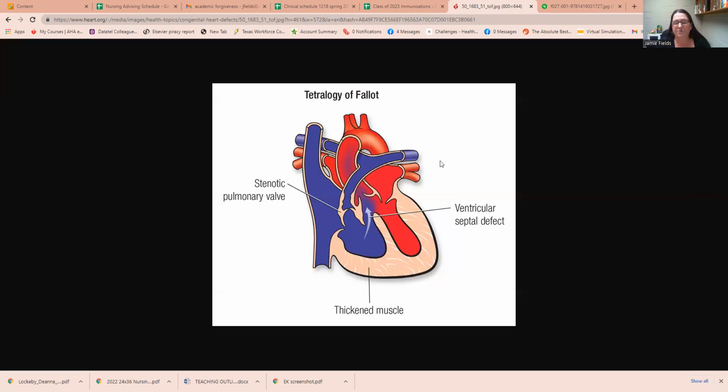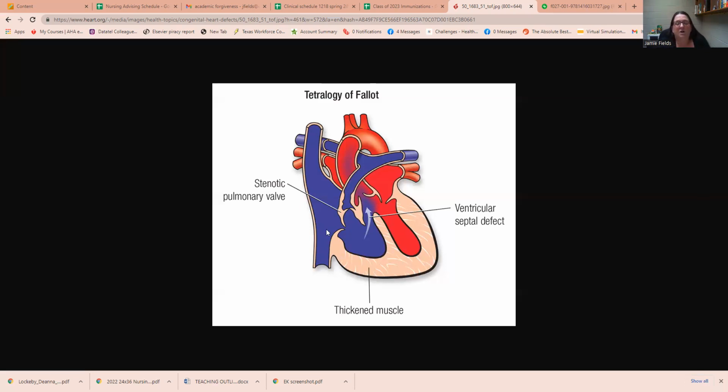Okay. This repair requires cardiopulmonary bypass. It is a major open heart surgery. The prognosis, operative mortality is 2 to 3% in the first 2 years after that surgery.